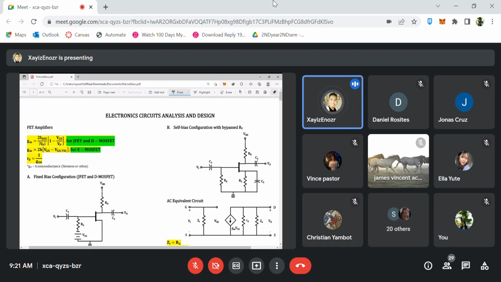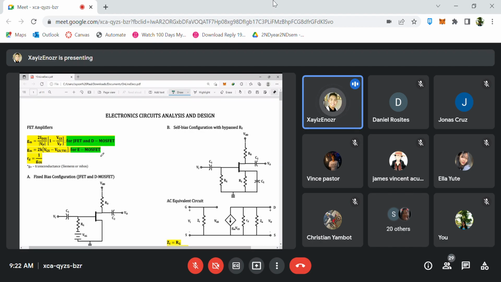So you can see in the screen, okay? So for JFET and DMOSFET, so we have gm is equal to 2 times IDSS over the absolute value of VP, multiplied by 1 minus VGS over VP. So yung gm na tinatawag is yung tinatawag nating transconductance. Transconductance. So yung formula na yan na-derive by differentiating, okay, yung Shockley's equation for JFET and DMOSFET.